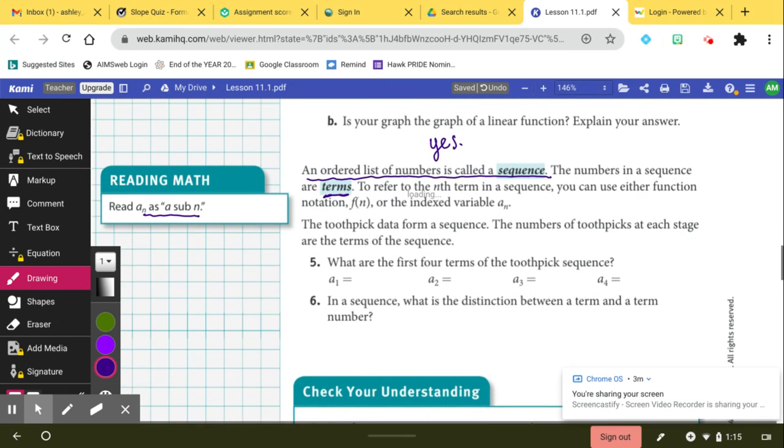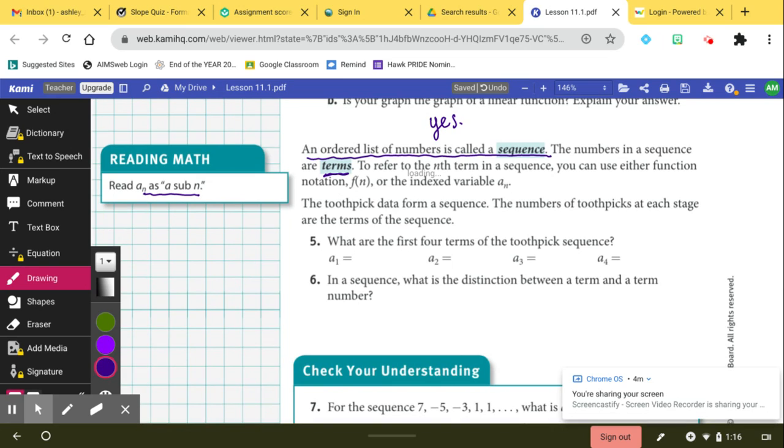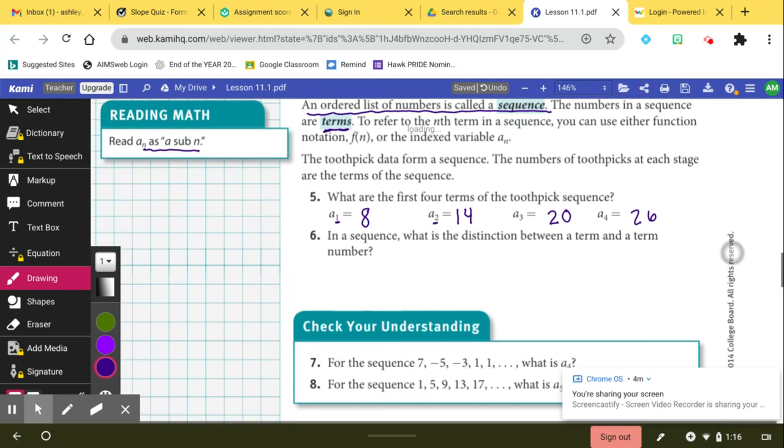position in the sequence. So it says the toothpick data form a sequence. The number of toothpicks at each stage are called the terms in the sequence. So what are the first 4 terms of our toothpick sequence? Well, a sub 1, so that's the number of toothpicks in the first stage, was 8. A sub 2, how many toothpicks in the second stage, that would be 14. And then the third stage was 20. Fourth stage was 26.